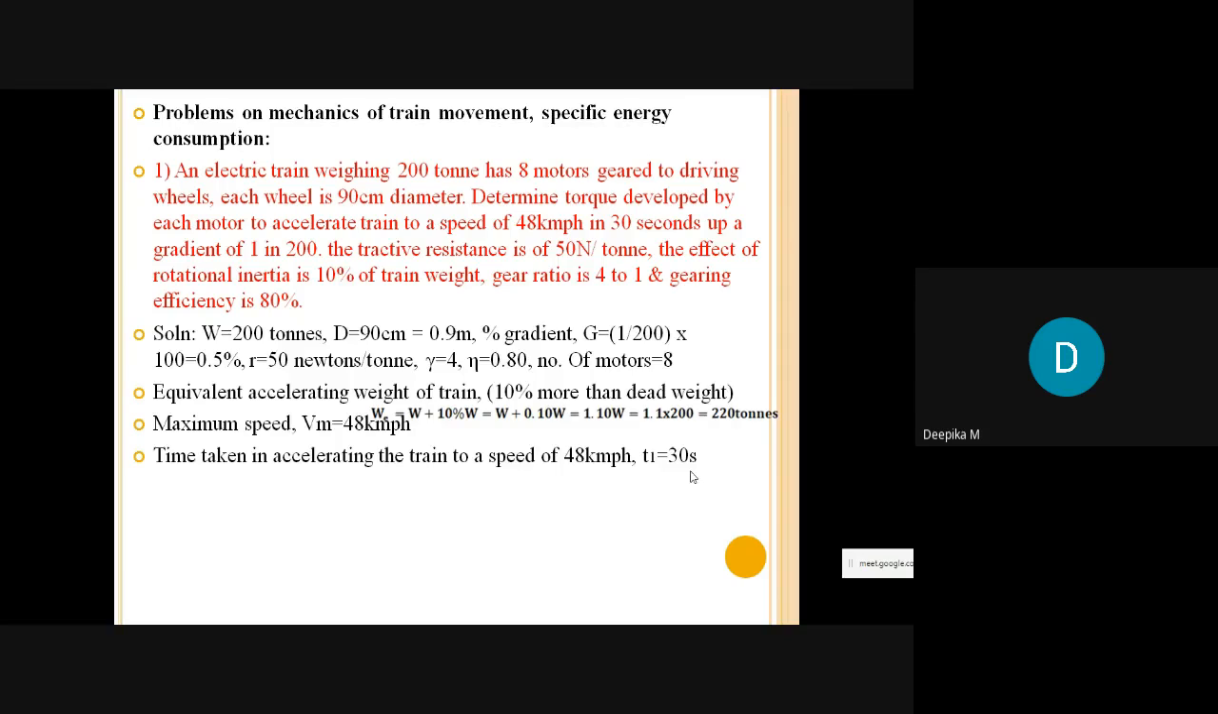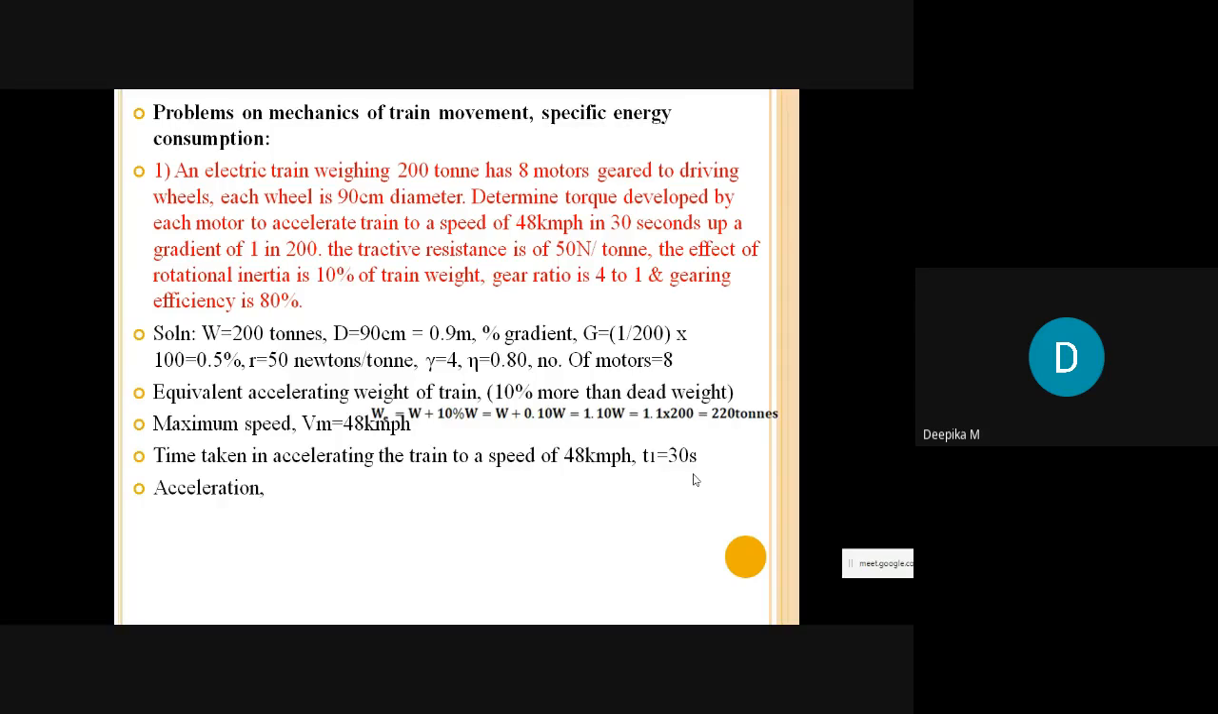So what I have to calculate here is the torque developed by each motor. We have already derived the torque equation in the mechanics of train movement, hence we will be using the same formula here. First of all, we have to calculate the acceleration alpha, correct? Because the formula also consists of acceleration alpha. Why do we have to know it? Because in the formula for torque, the FT, that is the tractive effort, will also be there. Hence to calculate the tractive effort we will be using this step.